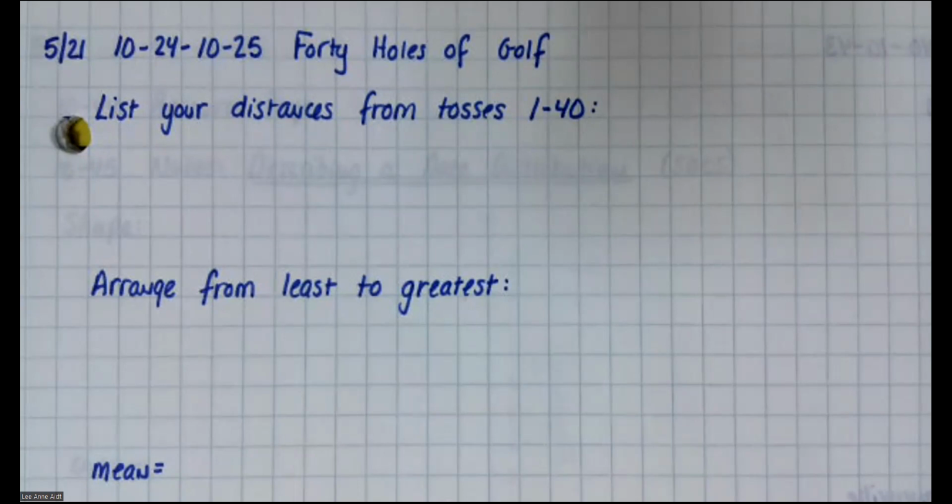All right, but wait, pause. When you guys have your 40 measurements, so it says list your distances from tosses 1 through 40, and then after that, you're going to arrange them from least to greatest. That's what I'm hoping you'll get done by the end of the period. Just getting your tosses and arranging them from least to greatest. Okay. That's it for now.